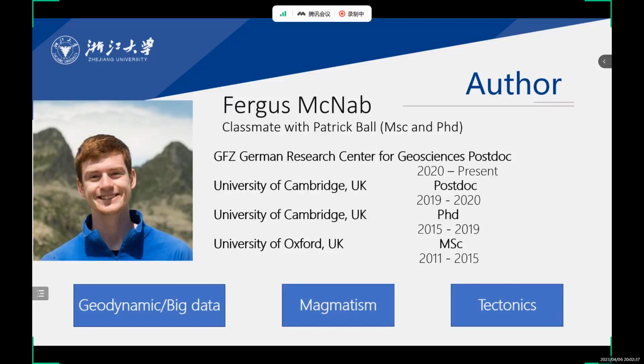In his research, Fergus McNab focuses on solid earth processes which are controlled by magmatism and tectonics. He usually uses methods like big data and geodynamics to solve these problems.